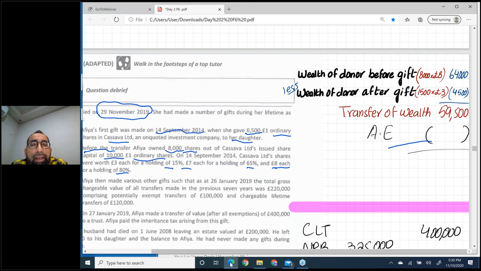This 59,500 is your PET. Why is it a PET? Because she didn't give this to a trust, she gave this gift directly to her daughter. So 59,500 is the amount of the PET before any annual exemptions.